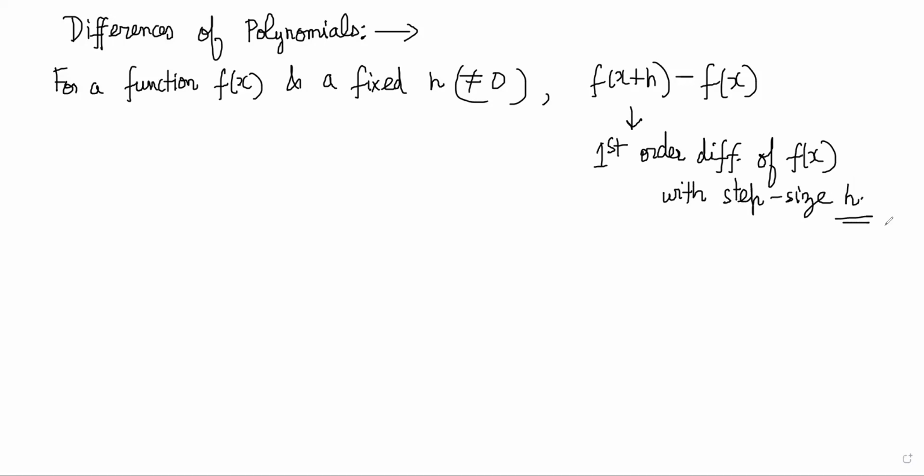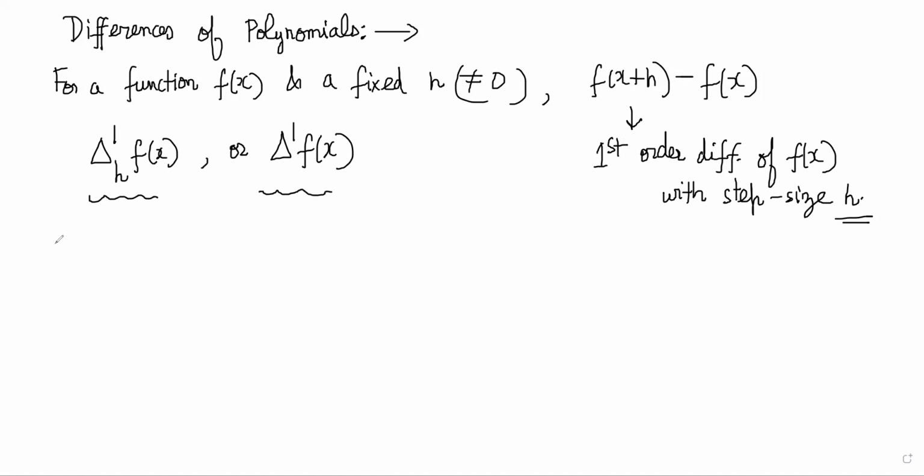So what is the size of the difference? The step size is h, and this is called a first order difference. And the way you usually denote it is delta 1h f of x, or simply sometimes delta 1 f of x, when it is understood that the step size is h, right? So this is a symbol to denote this difference, first order difference of f of x.